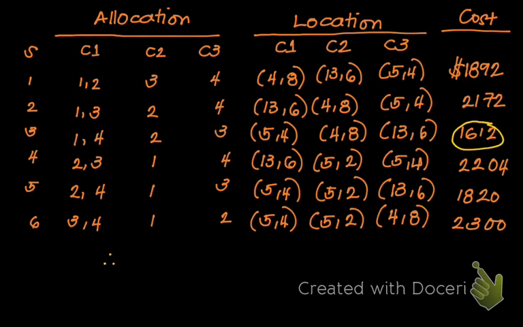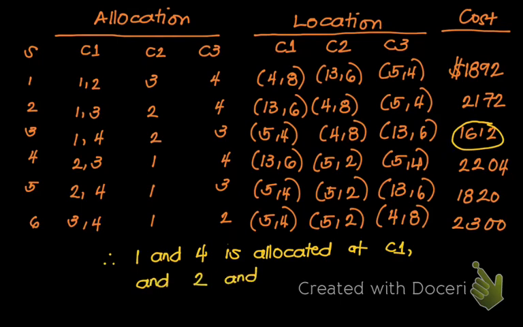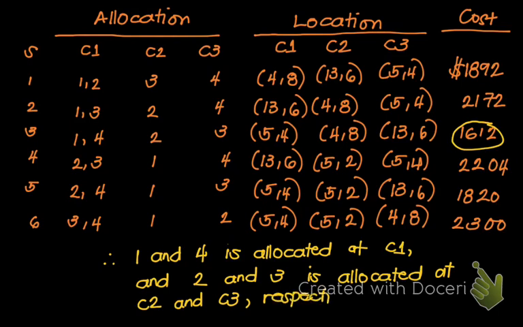Let's write the conclusion. So 1 and 4 at center 1, and 2 and 3 at C2 and C3, with a cost of 1,612. So that's it.